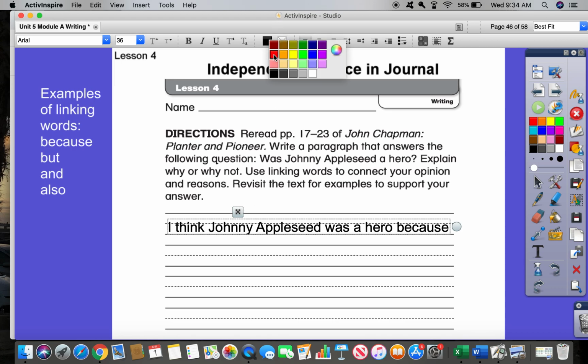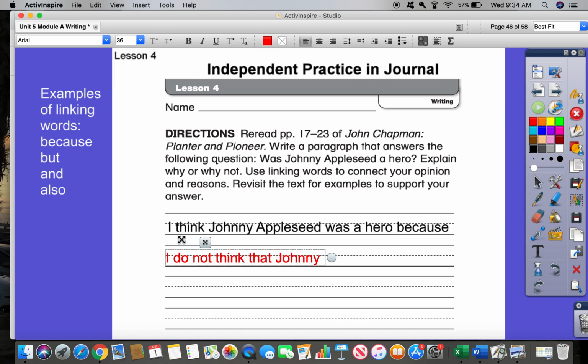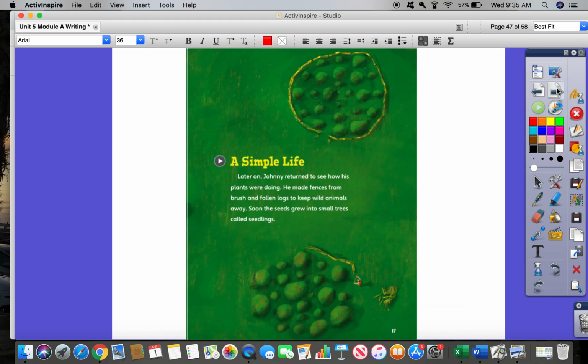Now, if you disagree, and that's okay, as long as you back up your reason with evidence, your sentence starter would be just the opposite. You would say, I do not think that Johnny Appleseed was a hero because. Okay, so here are your two sentence starters. If you agree that he was a hero, use this one. If you think that he was not a hero, you're going to use this one. Okay, so let's look at pages 17 through 23.